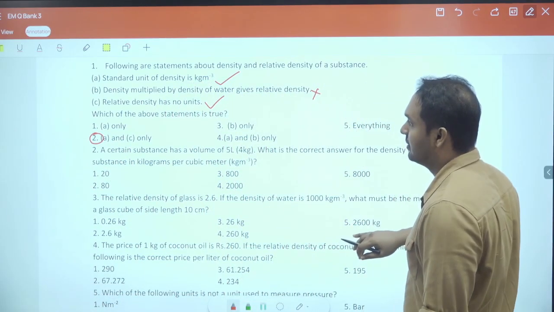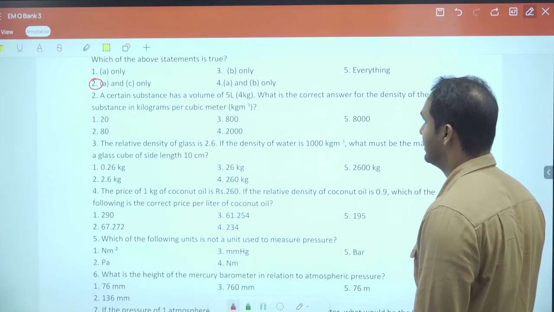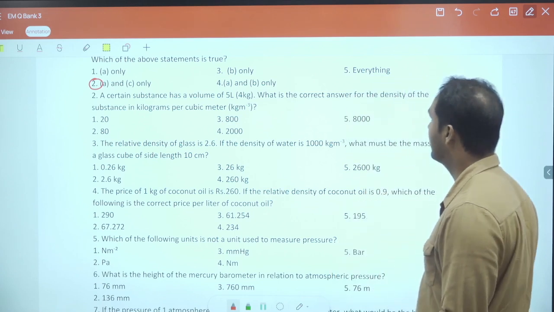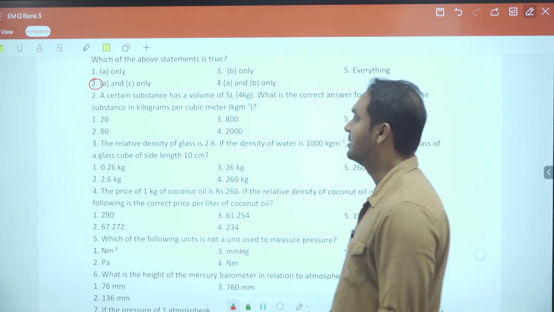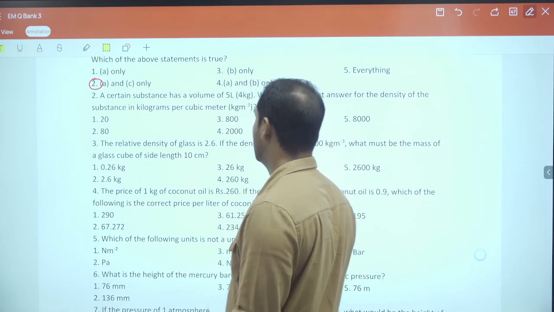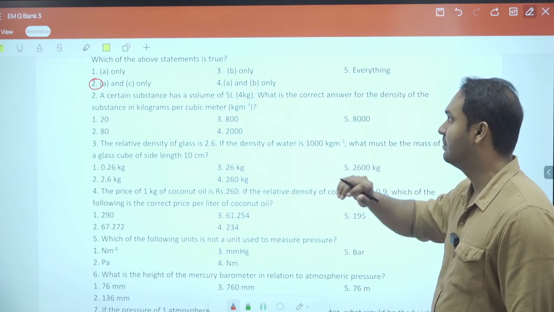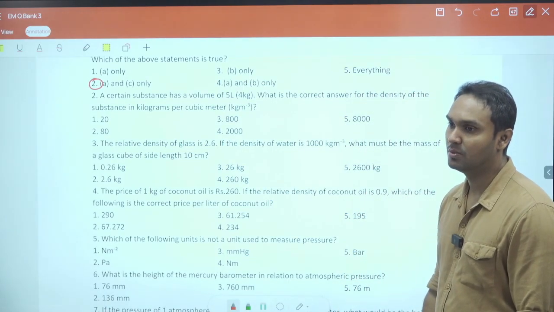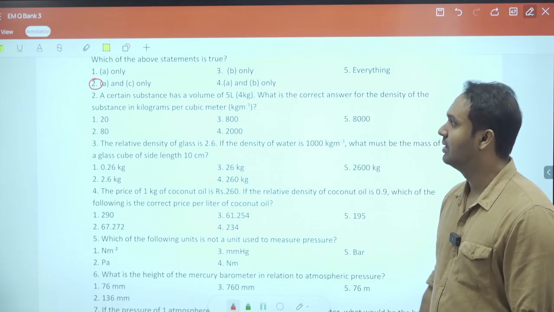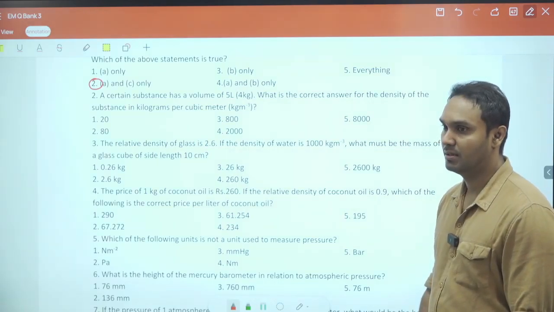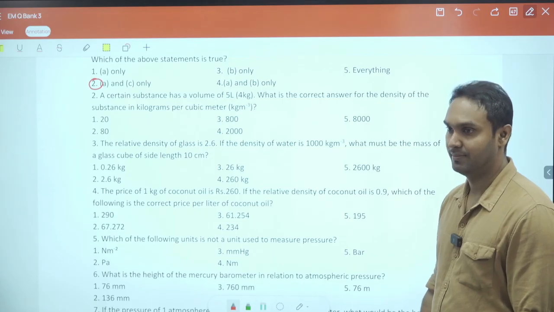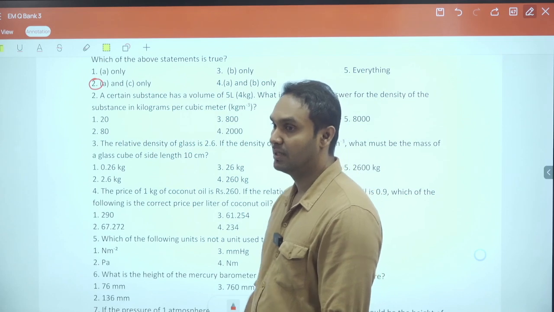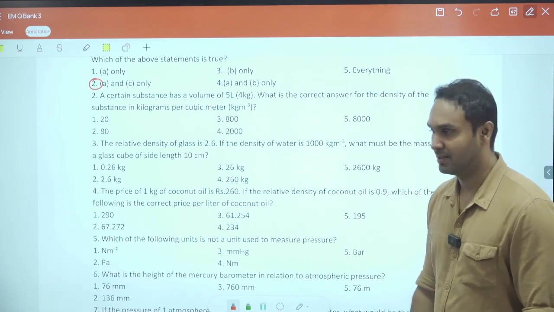A certain substance has a volume of 5 liters, with 4 kilograms in that 5 liters. What is the correct answer for the density of the substance in kilograms per cubic meter? Now the mass is 4 kilograms in 5 liters of the substance. So you have to convert the 5 liters into cubic meters. How many cubic meters are there in 1 liter? How do you convert it? 1 liter is simply 1000 cubic centimeters.